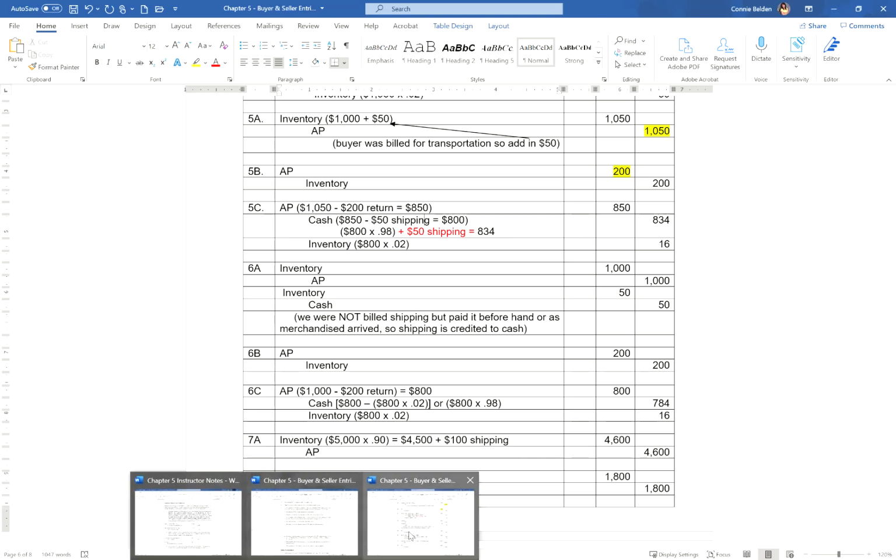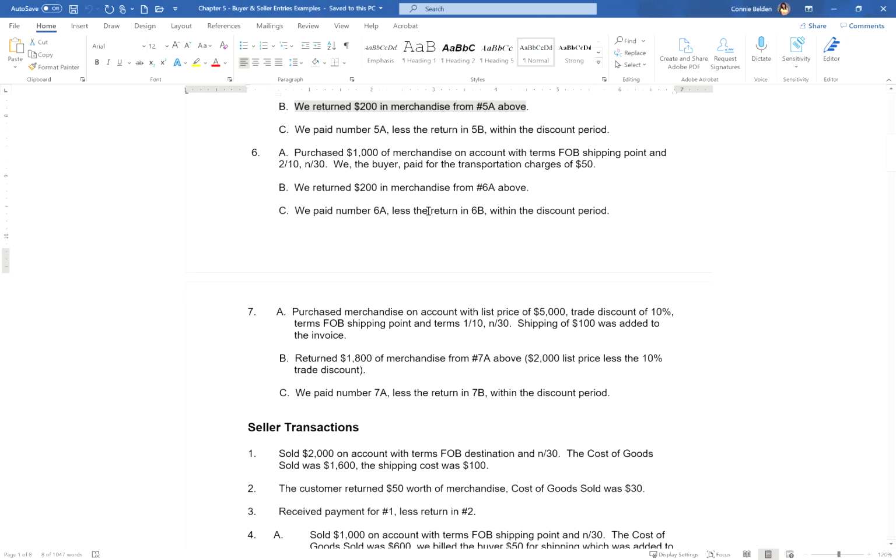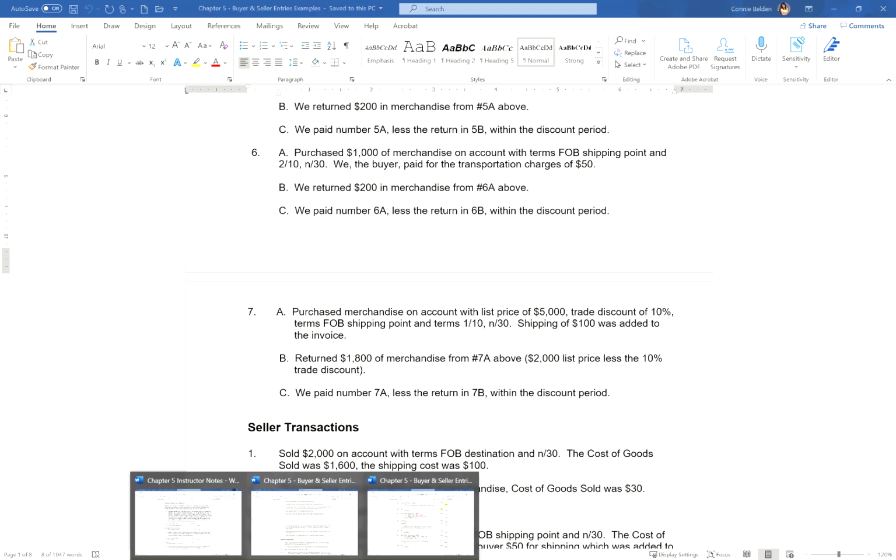Okay, let's take a look at number 6. In 6A, same scenario. We purchased $1,000 worth of merchandise, free on board shipping point, 2/10, n/30. And as the buyer, though, we paid the transportation costs in cash, maybe up front, so it wasn't added to our invoice. Then we returned $200 worth of the merchandise, just like we did in 5B. And then in 6C, we are going to pay it off.